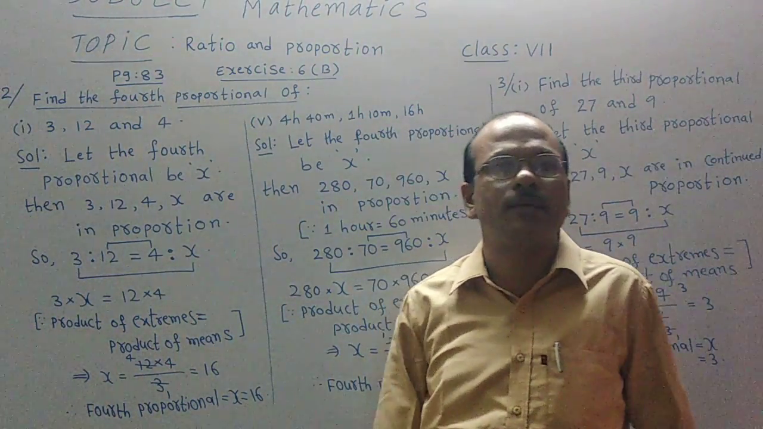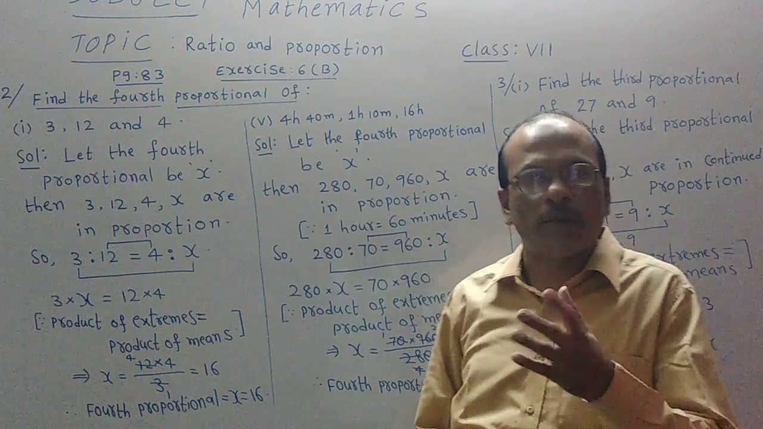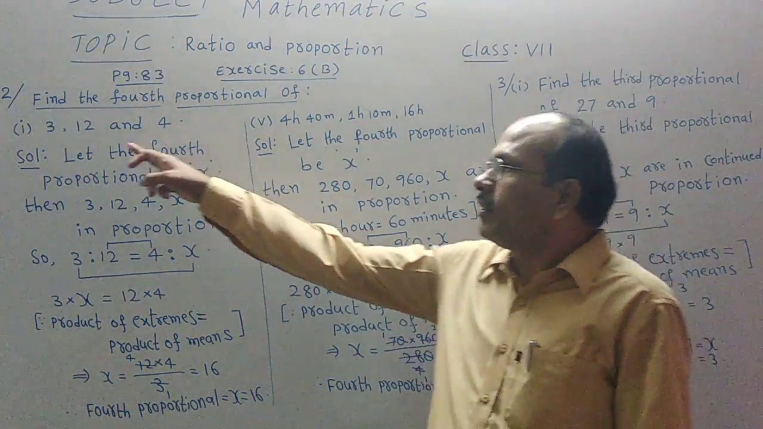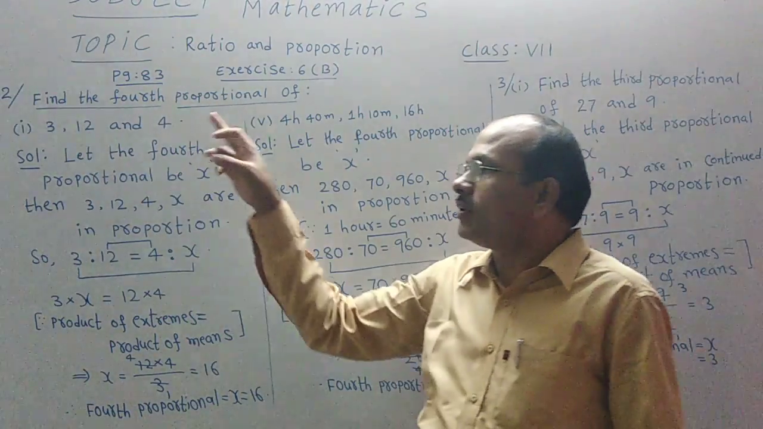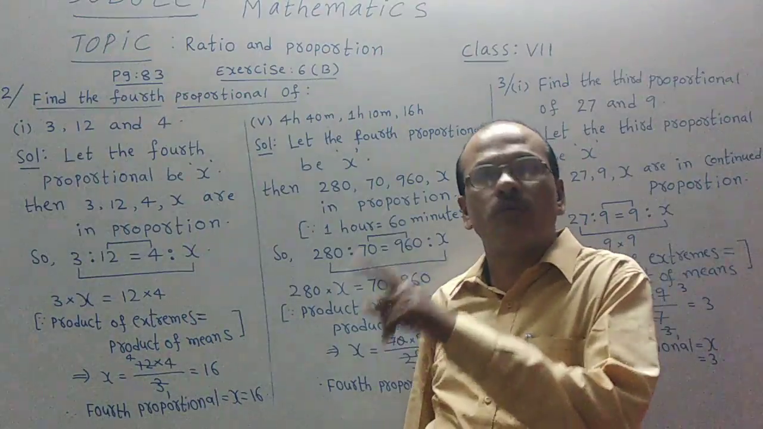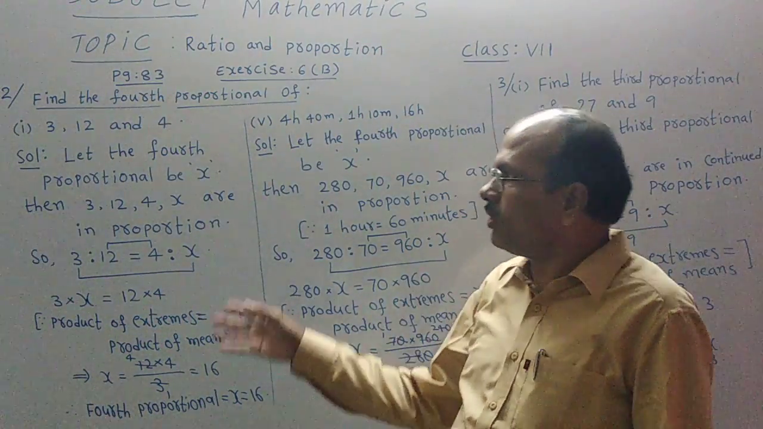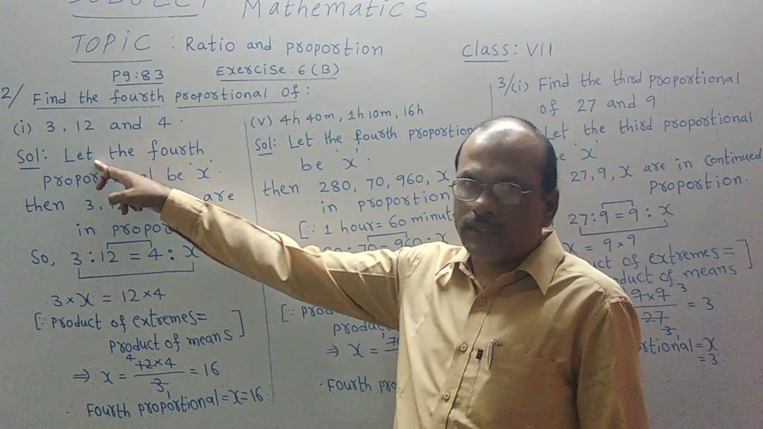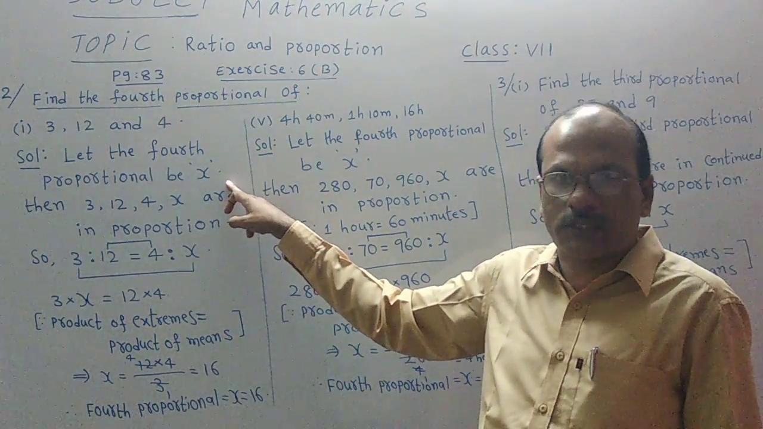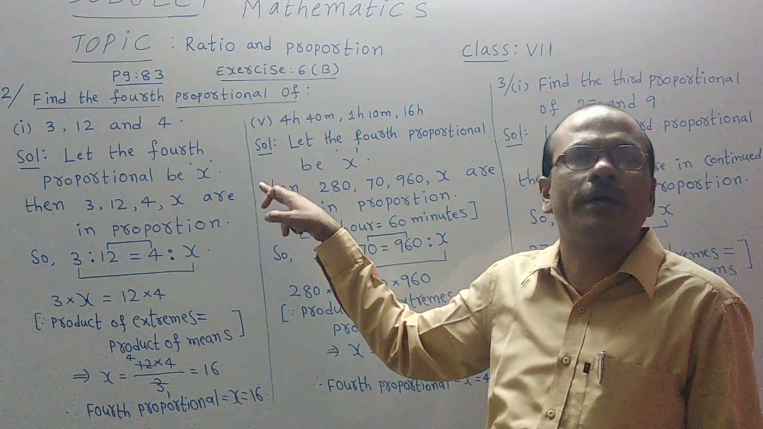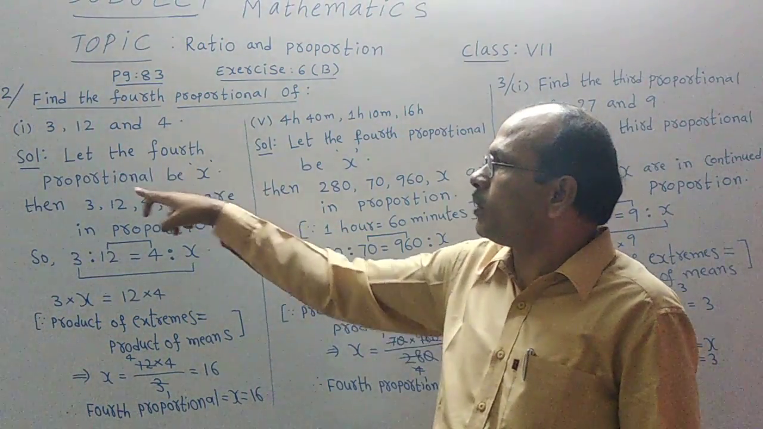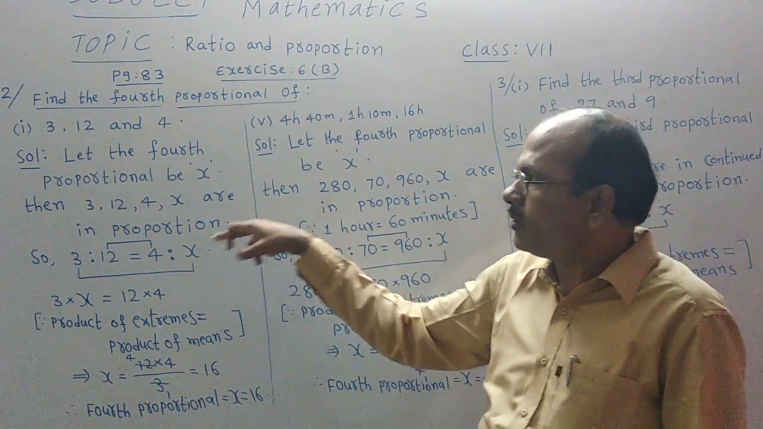We already discussed proportion. Now we have to find the fourth proportional. In the first question, there are three quantities given. The fourth quantity is called the fourth proportional. That is what we were writing. Let the fourth proportional be x. That is what we have to identify, so let it be x.